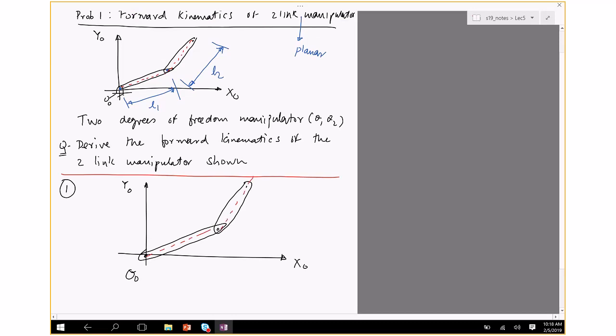Okay, all set. So I'm going through this first page. The first step is to assign zi along the axis of actuation. Do this for each link. Zi is always going to be the axis about which the system rotates.